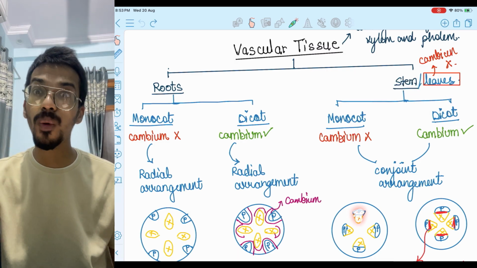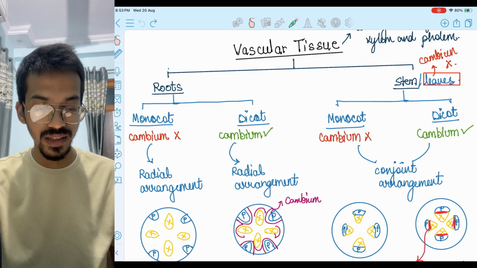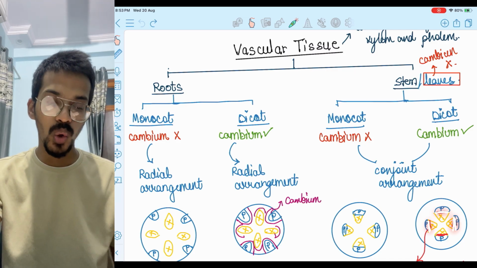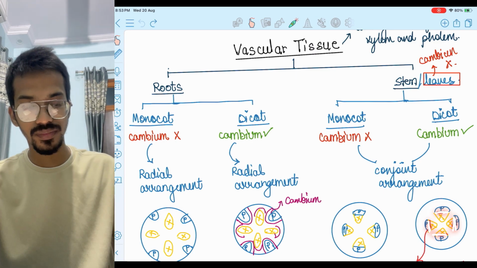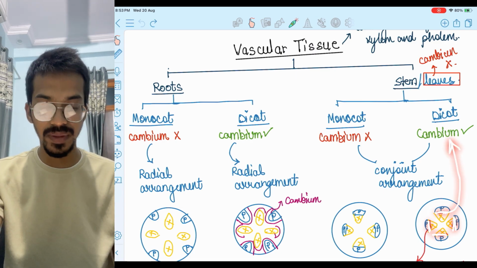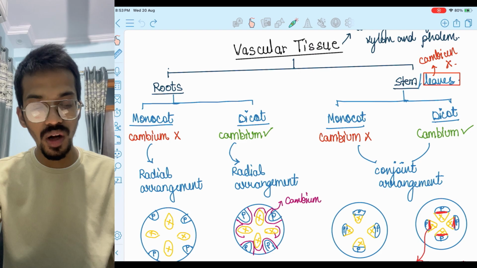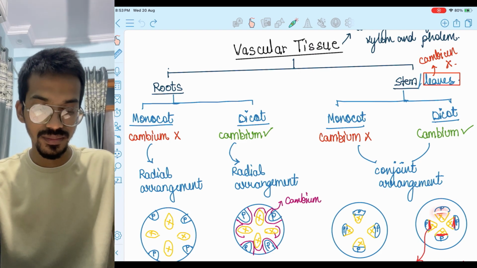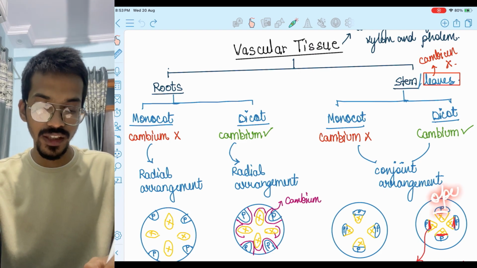Or there is the open conjoint. Open conjoint means that this is what? Presence of certain boundary between them. Who is making this boundary? This tissue, which we have to remember where it is present. Now this is called as conjoint open, and this is called as conjoint closed.